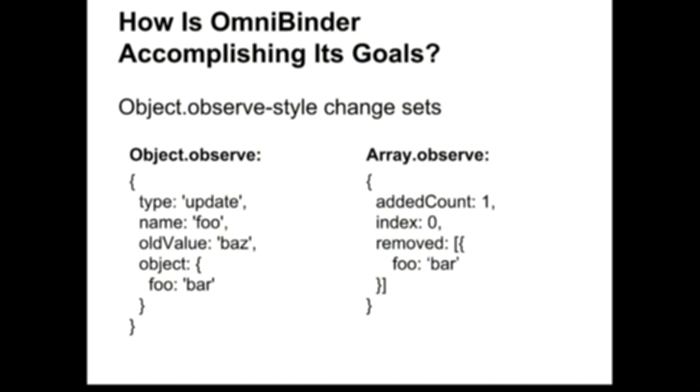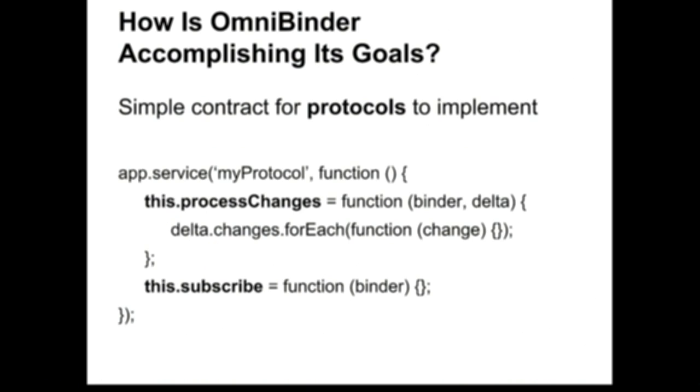so you can do something with it. So in OmniBinder, we subscribe to this, and we say when a model is updated, we want to package that change to the model in an object observe or array observe fashion and send that to the protocol in the same way, so that it can just persist that by looking at this change.